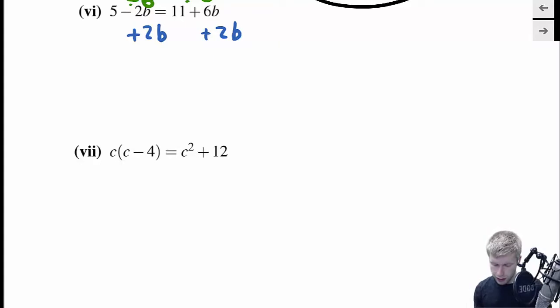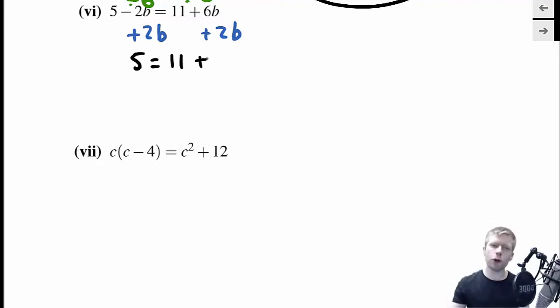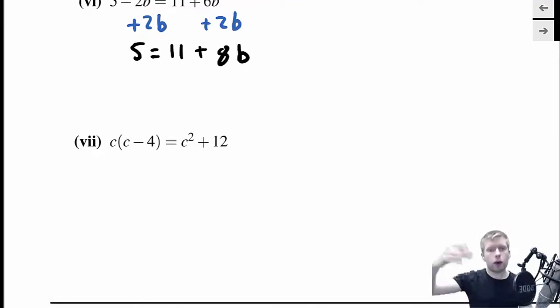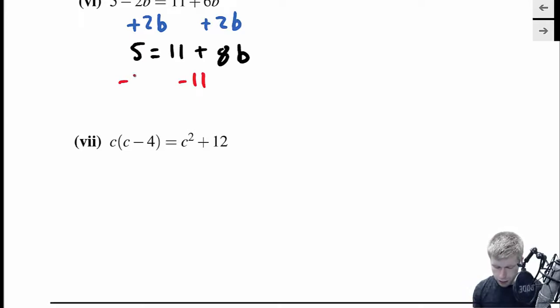Okay, so on the left-hand side, I'm just left with 5. And on the right-hand side, I'm left with 11 plus, what's 6b plus 2b? It's 8b. So I'm left like this. And then again, I can write my chain out and work my way backwards along the chain. But if you do that, it should tell you to take away 11 from both sides. So if I take away 11 from both sides, I'm left with, well, what's 5 take away 11? It's negative 6. And on the right-hand side, 11 take away 11 is gone. I'm just left with an 8b.